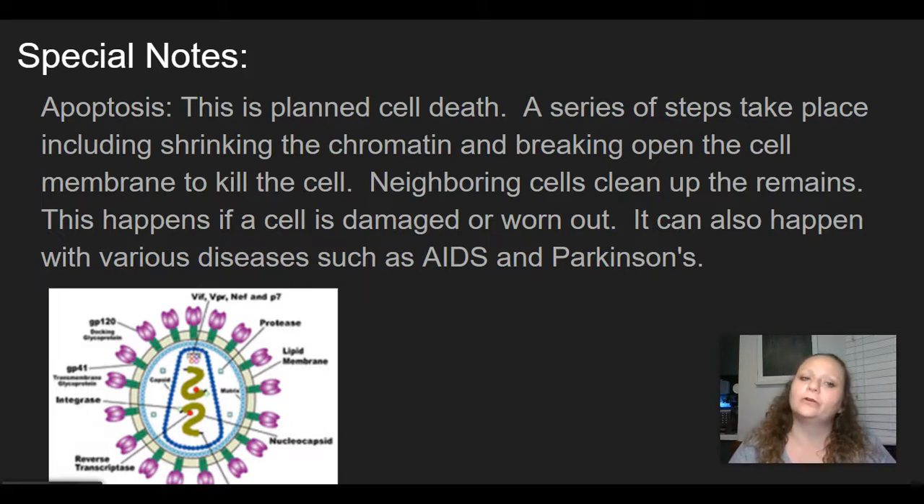As you get older, more and more of your cells are going to go through apoptosis, and less of them are actually going to be replaced. This can also happen with some of the autoimmune diseases you can have, such as AIDS, or autoimmune disorders, or things like Parkinson's. Your cells actually go through apoptosis more than they should.